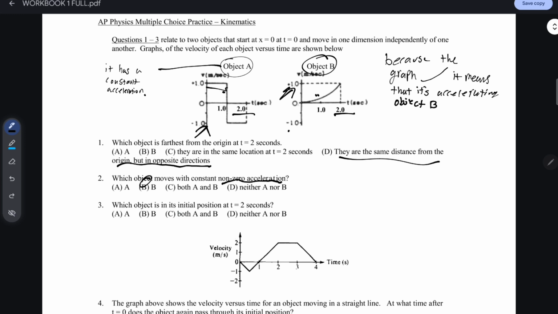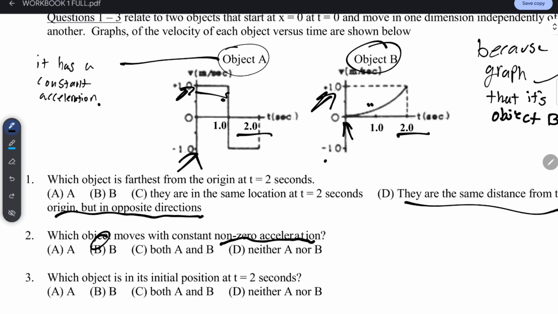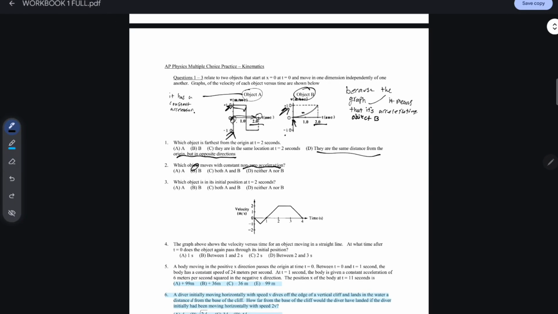Which object ends up right over here at the origin at 2 seconds? For this one, we can see that object A comes to a stop or ends right at the origin where it's supposed to be. So we can put that it's A.